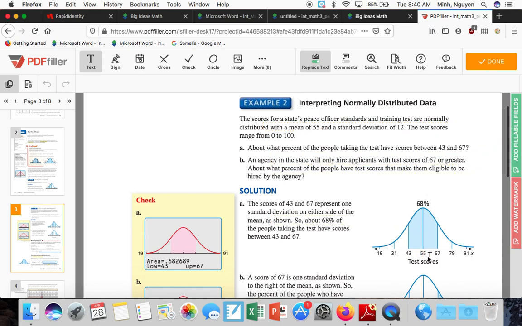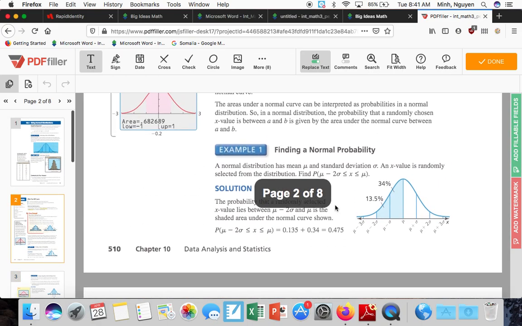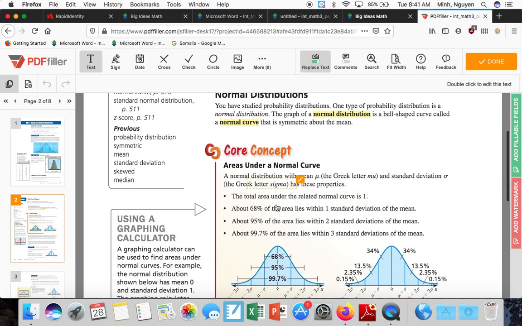So 55 plus 12 is 67. 67 plus 12 is 79. 79 plus 12 is 91. And then you subtract going the other way. About what percent of the people taking the test have scores between 43 and 67? Well, that's 1 standard deviation below the mean and 1 standard deviation above the mean, which is 68%. Again, just referring to our table or this nice little graphic.